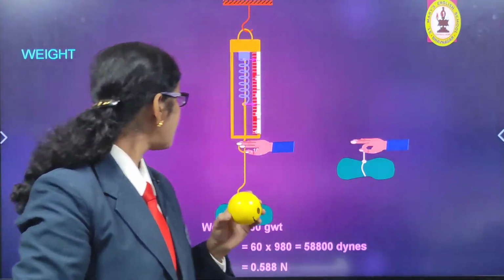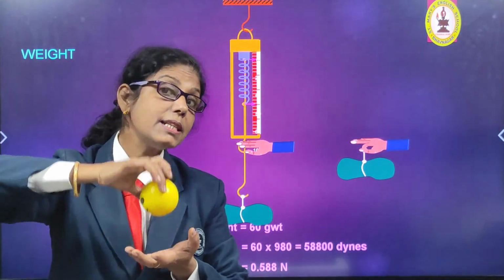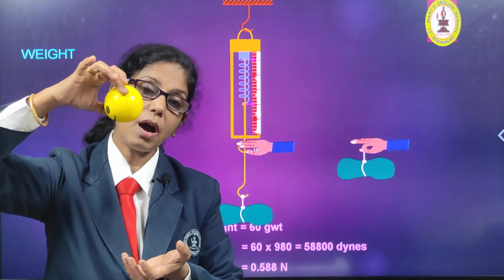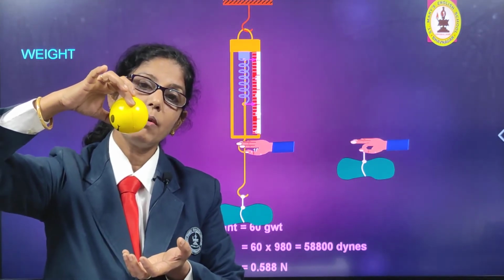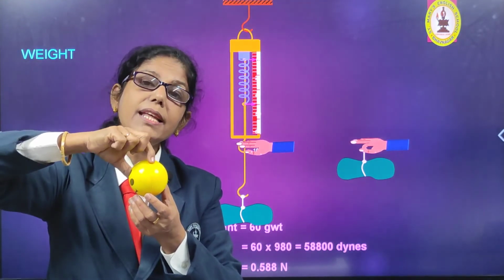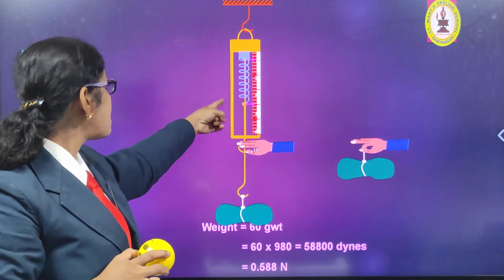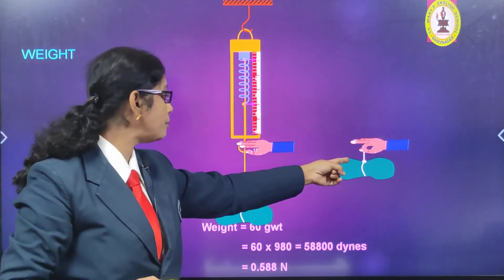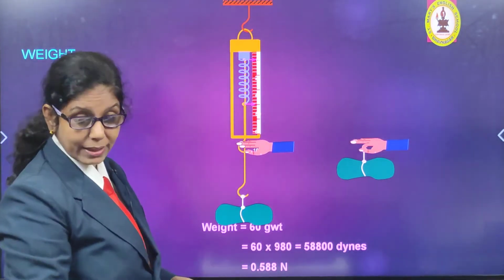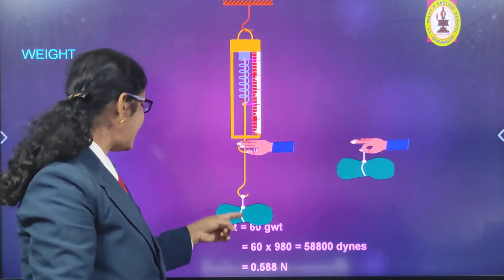Next, we come to weight. What is the difference between weight and mass? I said it is the gravitational force acting on a freely suspended body. So what can we do for that? We can suspend it freely by a string, and then by using a spring balance, see the same object whose mass we had measured. Now it is tied with the help of a thread and attached to the spring balance.